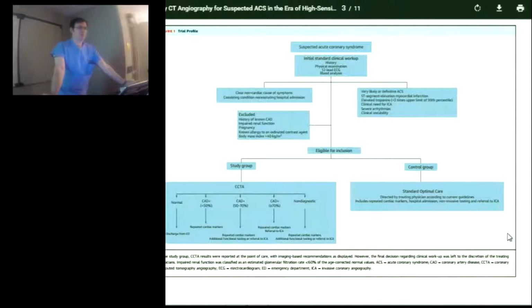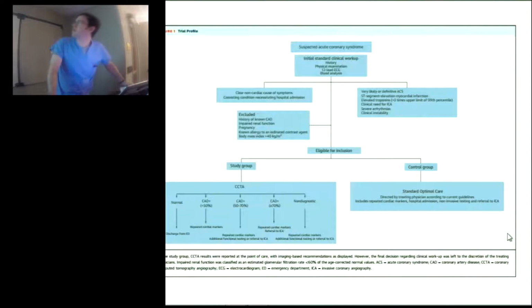So this is their flow chart, if you can read it, the writing's a little small. Basically, people with suspected ACS underwent initial workup with troponins and 12-lead EKG. If it was clearly non-cardiac, they were excluded. If it was very likely ACS, such as ST segment changes or significantly elevated troponins or any sign of clinical instability, then they were excluded. They were also excluded if they were going to be admitted for another cause beyond just the chest pain they presented for. So if they also had heart failure, they would be excluded. Or if they had a known pneumonia, they'd be excluded. Anything else that would require them to be admitted otherwise.